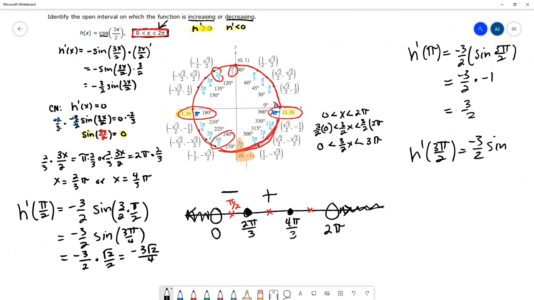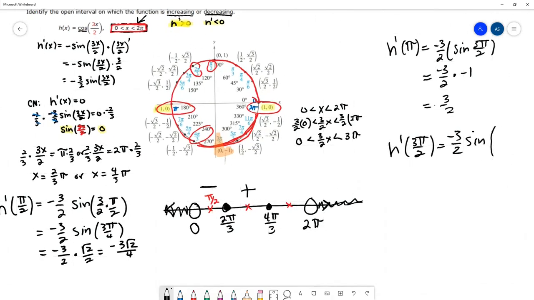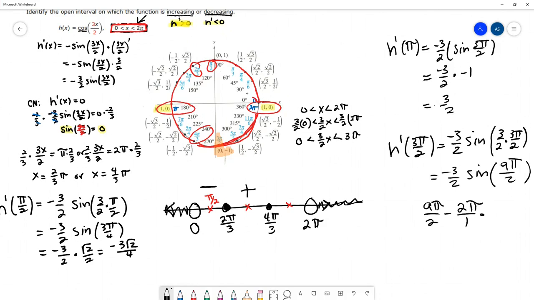-3 over 2 times sine of 3 over 2 times 3 pi over 2. This is -3 over 2 sine of 9 pi over 2. And 9 pi over 2 is not on the unit circle here. So let's see if we can think of what's equivalent to 9 pi over 2. So to do that, I'm going to subtract 2 pi. And I would need a common denominator, so I'll multiply by 2 over 2. So I have 9 pi over 2 minus 8 pi over 2. That's pi over 2. So 9 pi over 2 is equivalent to pi over 2.